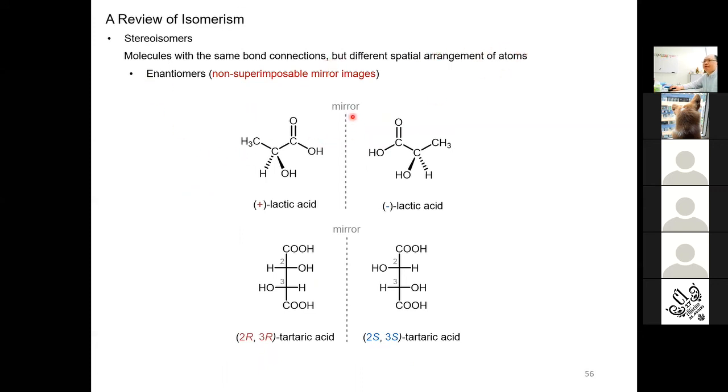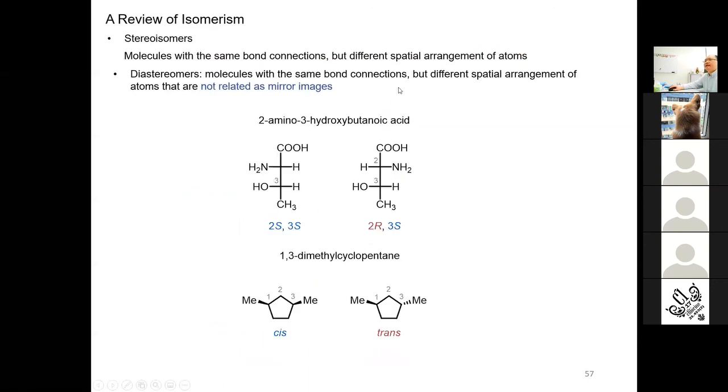So enantiomers, you already learned, are mirror images. That's RR, SS, plus minus, okay. And then we have diastereomers, which are molecules with the same bond connection but different spatial arrangement that are not related as mirror images. For example, 2S, 3S. Its mirror image should be 2R, 3R, right? But 2R, 3S is not its mirror image. So you can say these two are diastereomers. And as I showed you in the summary there, cis-trans is also diastereomers.